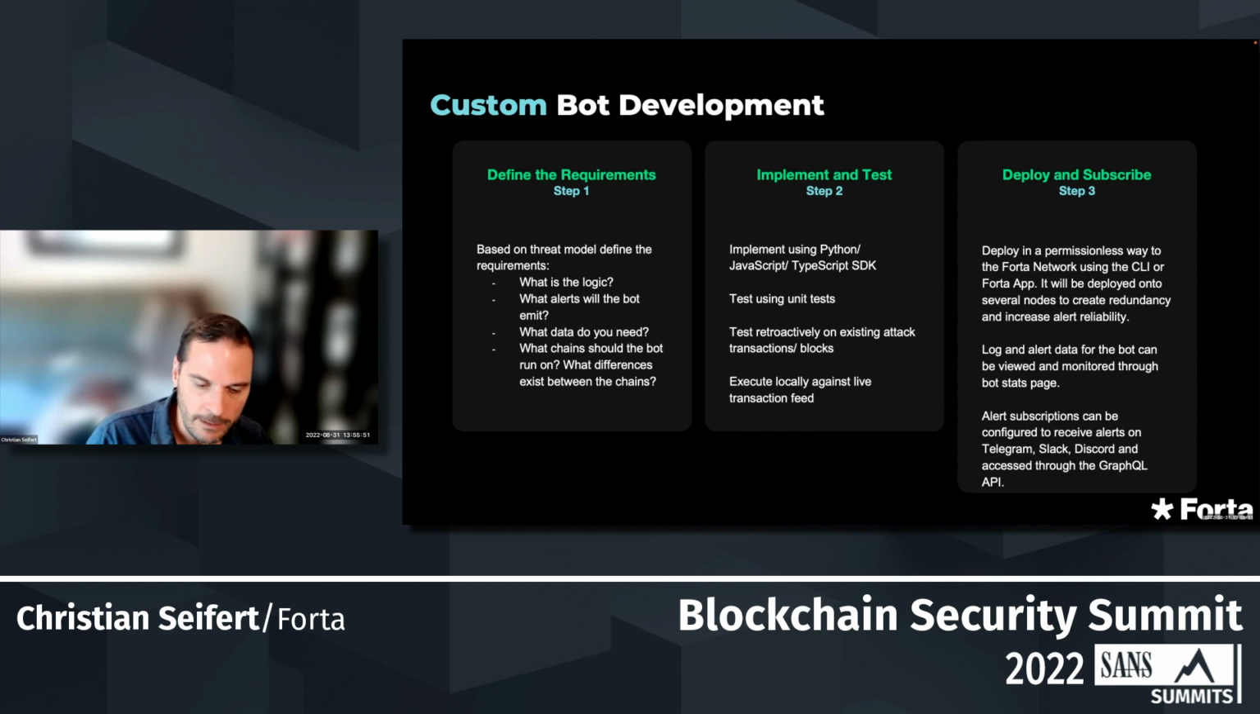Once a bot is registered onto the network, it gets automatically deployed on several scan nodes. And I think currently the number of scan nodes is about 6. What that leads to is some redundancy and increased alert reliability. A bot, of course, then starts logging data and raising alerts. And so through the Forta app or through the subscription, you're able to explore that.